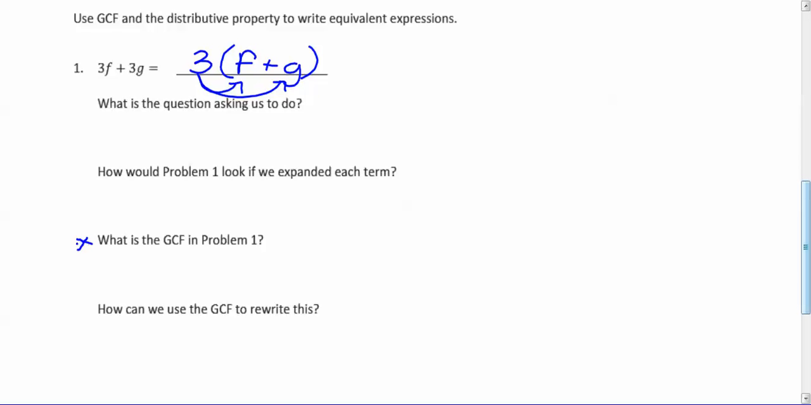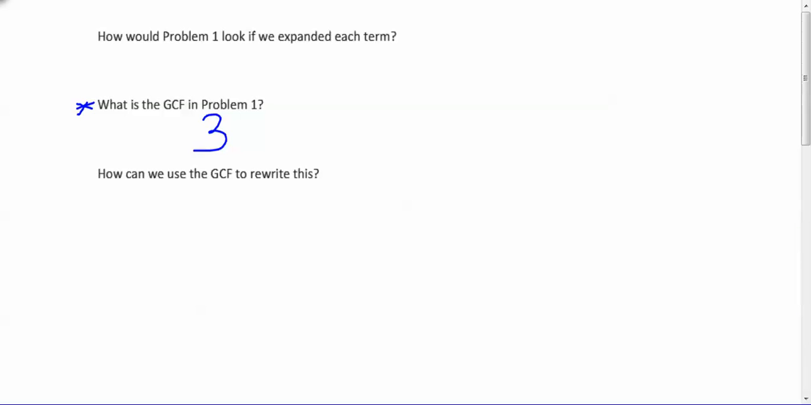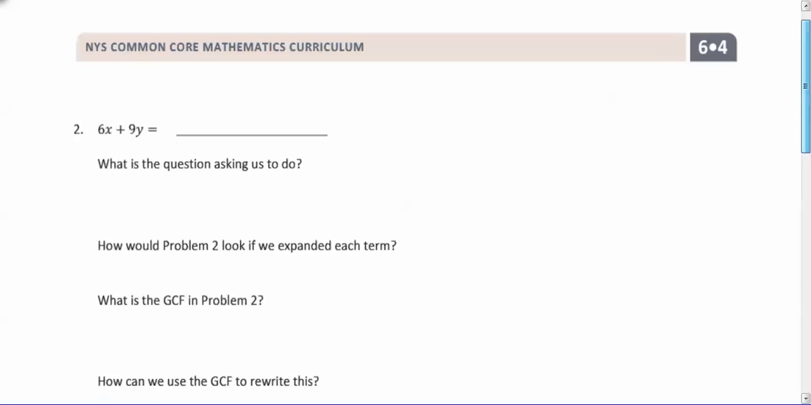All right, what is the GCF of this problem? What number can we pull out in front? Troy? 3, very good. Let's go on to the next part of example 3. Kind of confusing. 6x plus 9y. So we're looking for the biggest number we can use to multiply to get 6, and we could also use it to get 9.